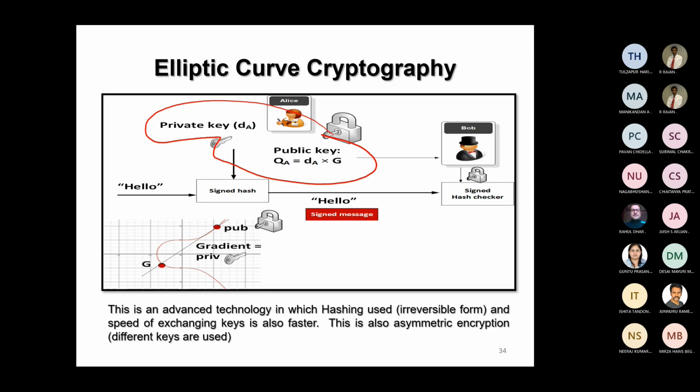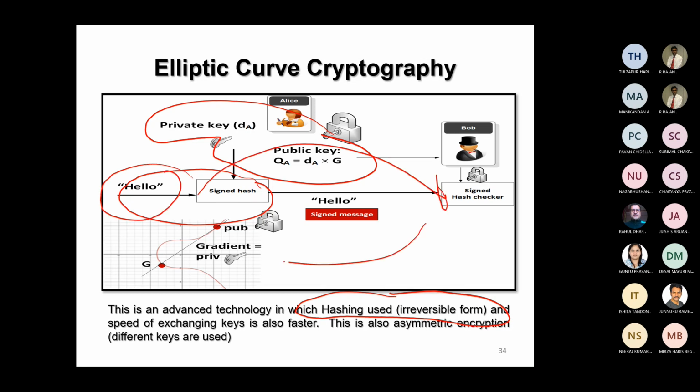Not only that, it also uses a mechanism called hashing. Hashing is irreversible, which means a message which is hashed will not be reversible. When a message is hashed, what does it mean? A plain text is converted into ciphertext, but reversal is not possible. So from a ciphertext, no other person will be able to convert it back into plain text. That's the hashing mechanism.